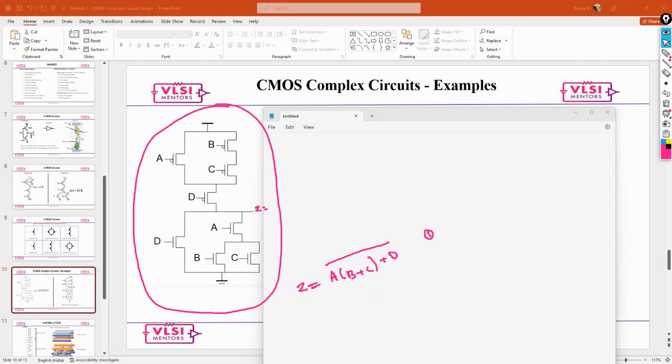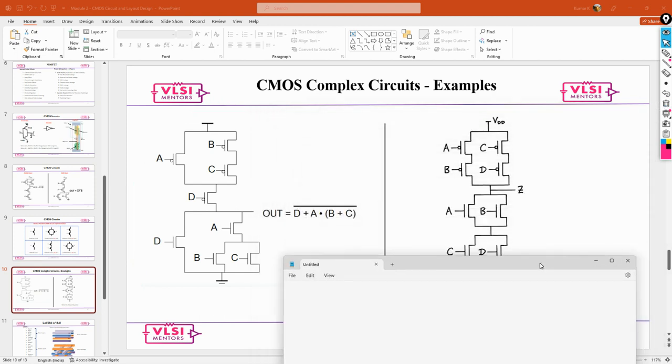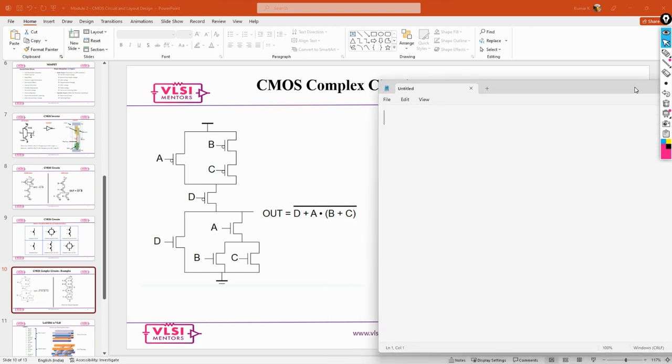Same answer, sir. Okay, anyone else? Same. Okay. So yeah, it's basically D plus A dot (B plus C), the whole bar.